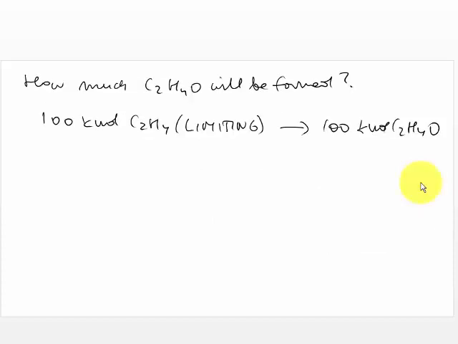The next question, how much ethylene oxide, how much product will be formed? If we take 100 kmols of the ethylene, which is obviously the limiting reactant, based on the stoichiometric equation, we will make 100 kmols of ethylene oxide, which would be our product.